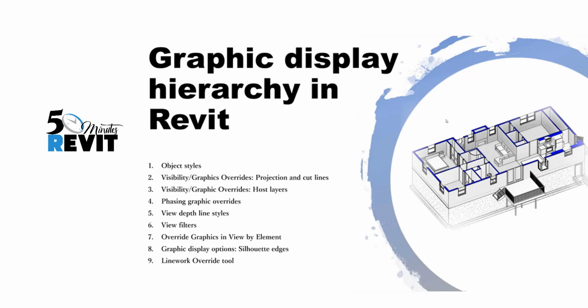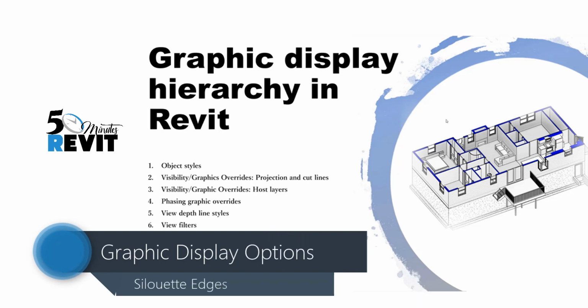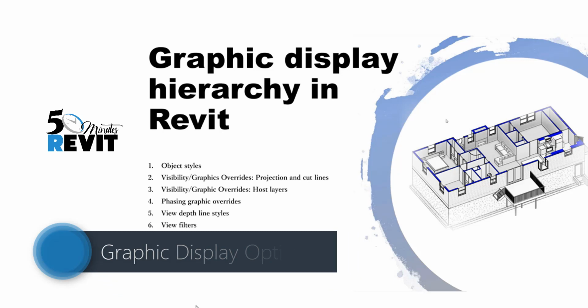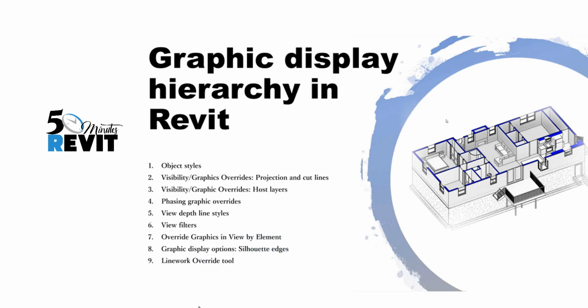In the graphic display option, the silhouette edge is the eighth level in the graphic override hierarchy in Revit. I will repeat this again, because I am convinced that repetition is the mother of learning. If we repeat, and repeat again, it will be in our subconscious mind. This is just a reminder for lifelong learners.